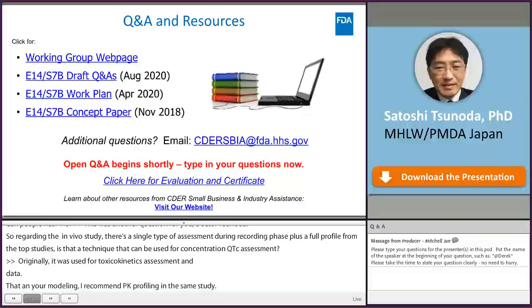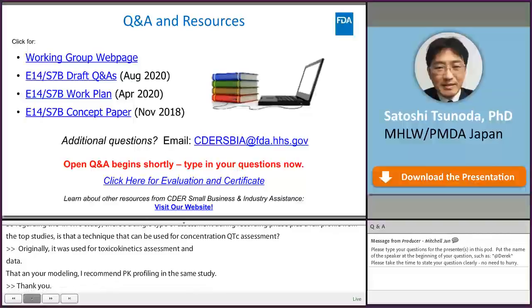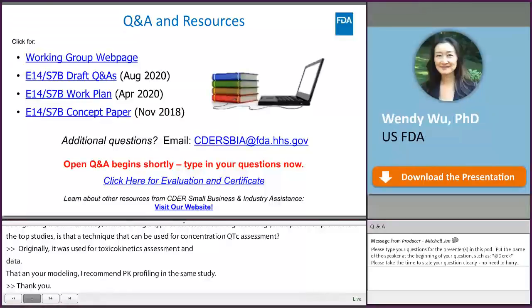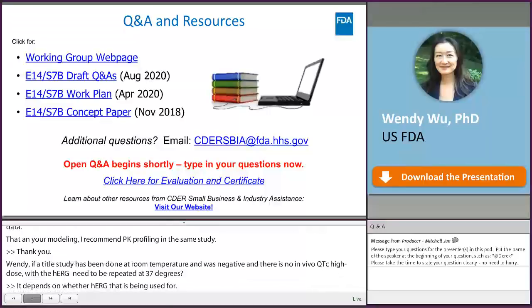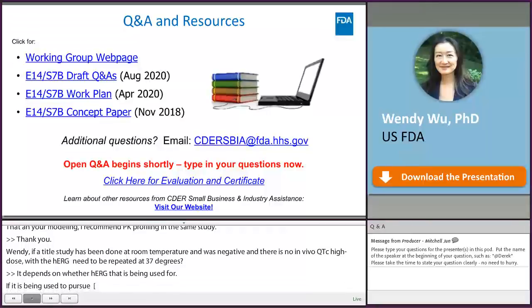So I guess this one's coming back to Wendy. Wendy, if a HERG study has been done at room temperature and was negative, and there's no in vivo QTc at high doses, would the HERG need to be repeated at 37 degrees? So it depends on what this HERG data is being used for. If it's being used to pursue the path described by Dr. Christine Garnett yesterday, the revised E14 Q&As 5.1 and 6.1, we would recommend HERG obtained under best practice, which would be 37 degrees.